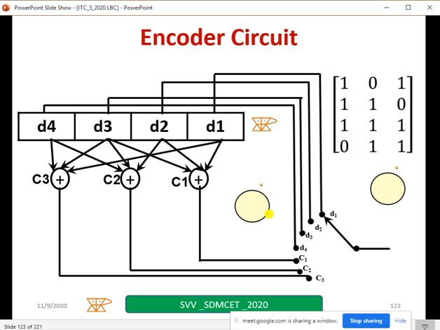For C3 it is D1, D3, D4. So if you have done the connection, well and good. Take 30 seconds, compare, draw neatly. See how neatly I am drawing, even though I am a teacher. I am drawing so neatly.